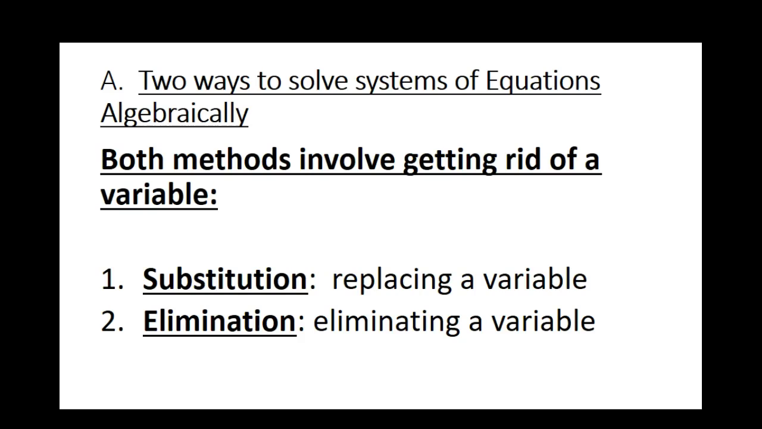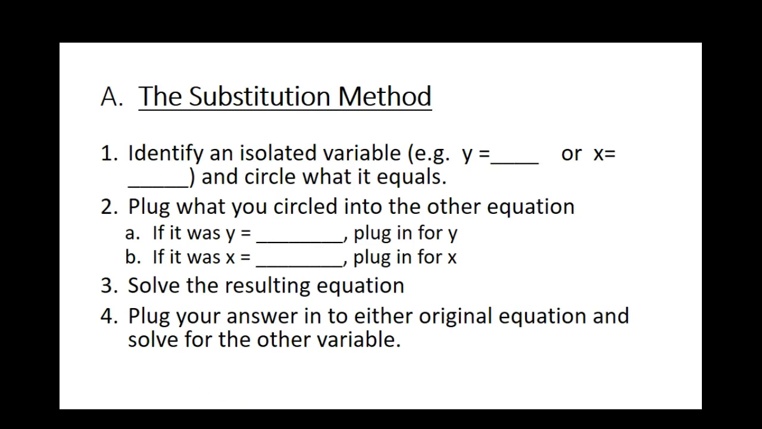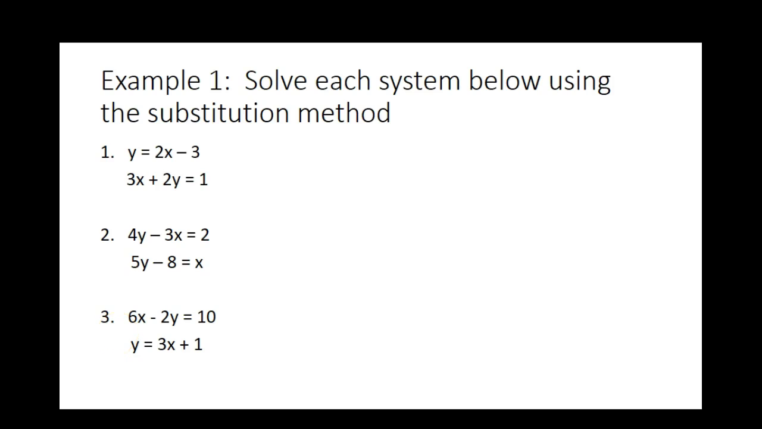So with substitution, the way you get rid of it is by replacing the variable with something else. With elimination, the way you get rid of it is by canceling it out. Okay? Different methods. We're going to start with the substitution method. So here are our steps. We're going to be using these today. I'm not going to read them all now, but I'll go through them as we do a problem. But these are the steps for substitution. All right? So let's do an example.